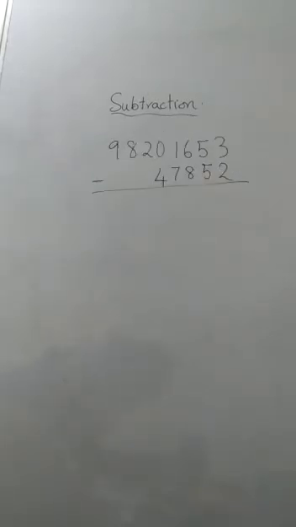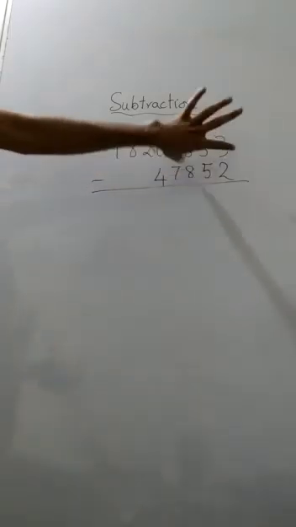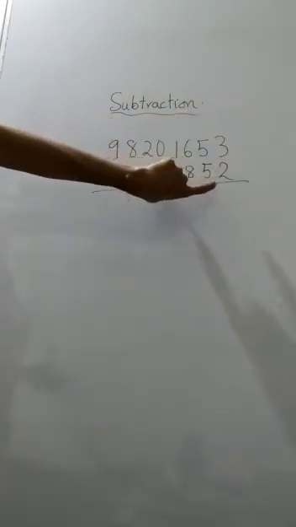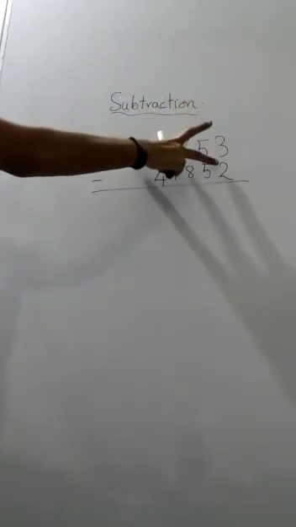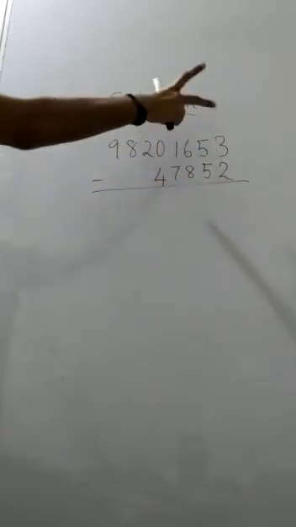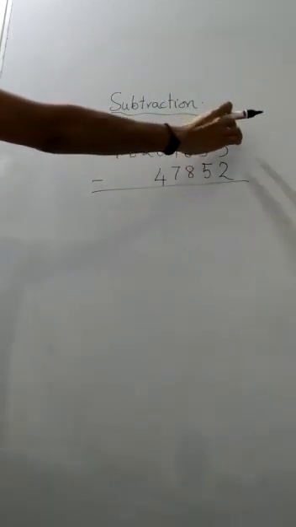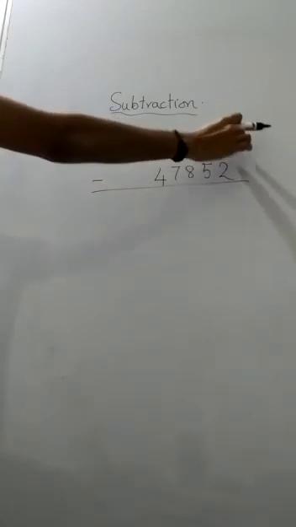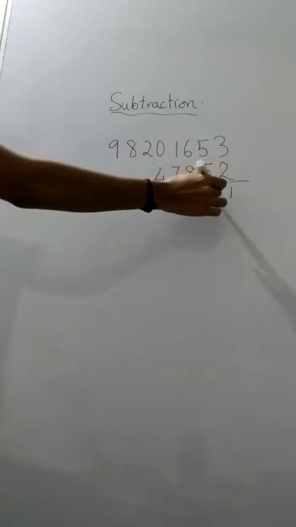Now going to the next example, see this is a 1, 2, 3, 4, 5, 6, 7, 8-digit number, and this is a 5-digit number. So you are subtracting a 5-digit number from the 8-digit number. And here also, first you will arrange them vertically. Now start from the right side. 3 minus 2 will give you 1. 5 minus 5 will give you 0.